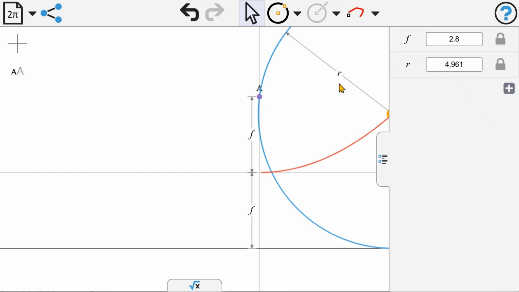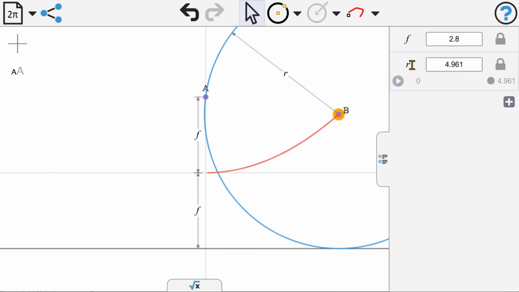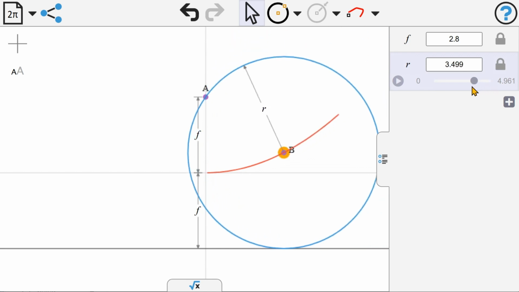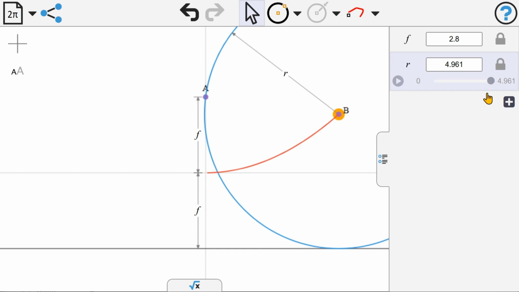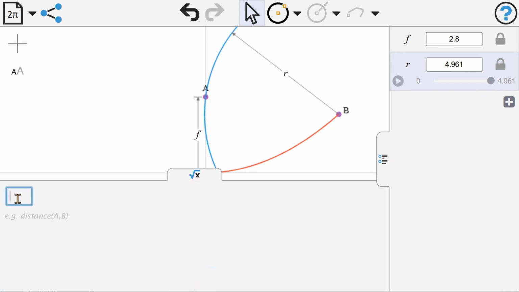But the problem is that we only get half the parabola. We can't, by changing the radius, force the circle to go to the left-hand side of the y-axis. Let's look at the resulting equations.